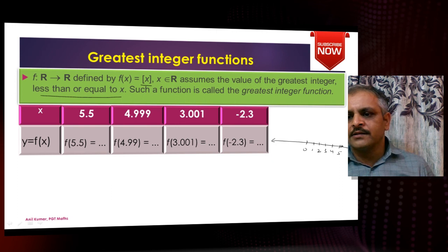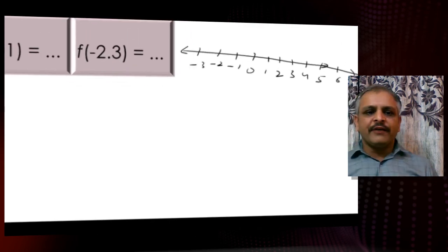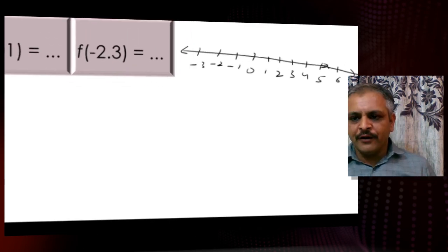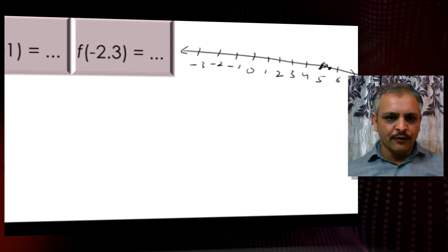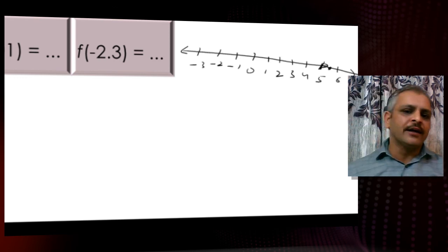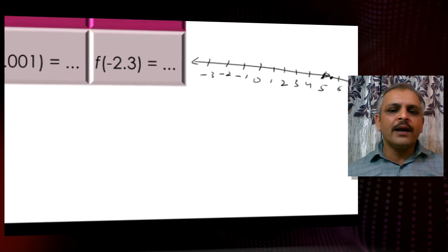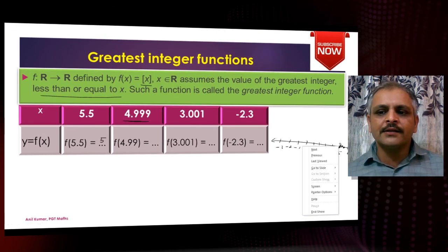Then 6, 7, and similarly we can take it to the negative side. So if I say 5.5, 5.5 will be here. What is the integer included in this one? The greatest integer you can find in this one is 5. The remaining is the fractional part, so we will leave that. And what about 4.999? This will lie just near to 5. And what is the greatest integer included in 4.999?